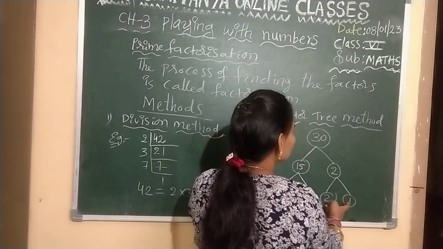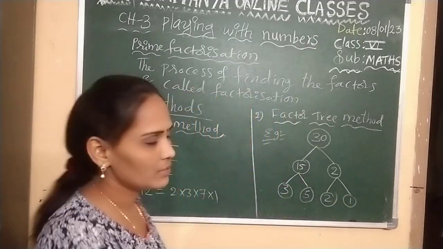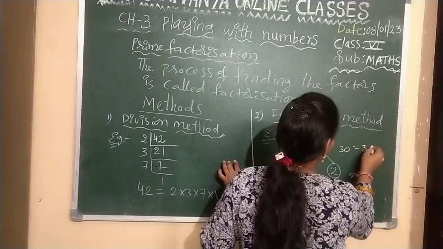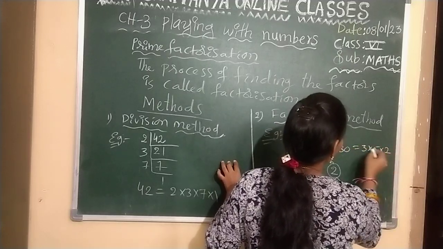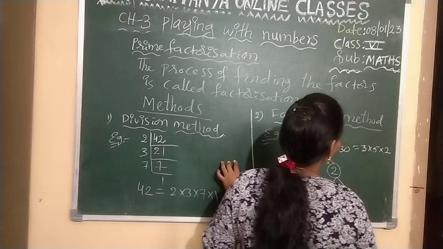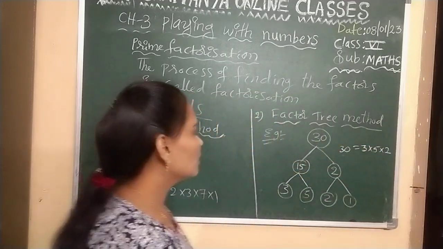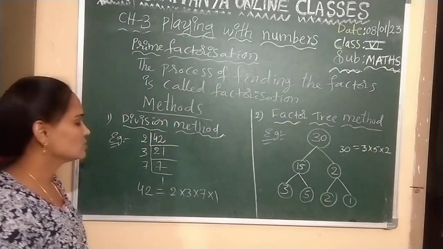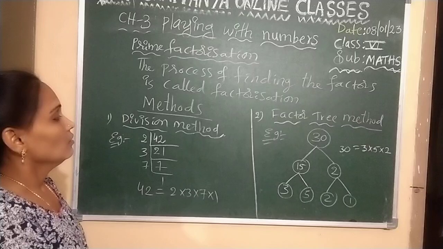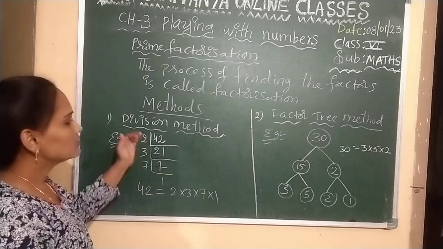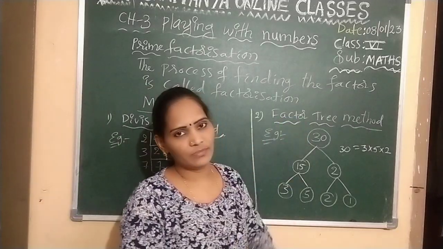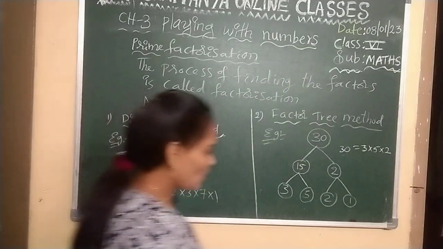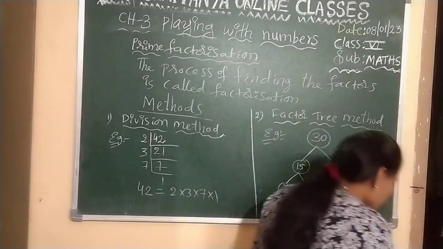Anyway, at last we got the prime numbers, right? Now 30 we can write as 3 into 5 into 2 into 1. Here 3 5s are 15, 15 2s are 30. So likewise we can factorize the given number by using the division method and by using the factor tree method. These are the two methods. Once take the screenshot. Next I am going to explain the exercise questions.